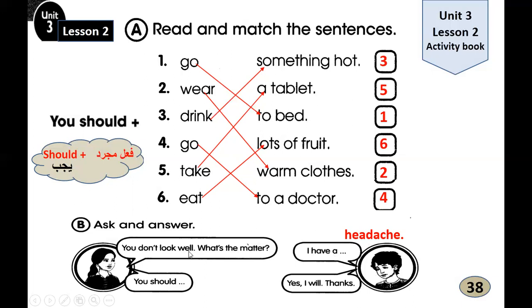So you don't look well. What's the matter? I have a headache. So she gives him advice. تعطينه نصيحة. She said you should أنت يجب take a tablet. هذه أخذناها من التمرين A. يعني أخذنا هذه النصيحة من activity A, and you can write anyone or any advice from the previous activity. You can say you should go to a doctor, you should take a tablet, you should drink something hot, you should go to bed. Each one is correct.